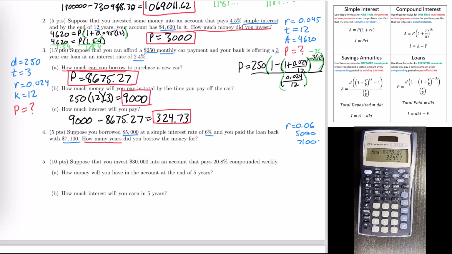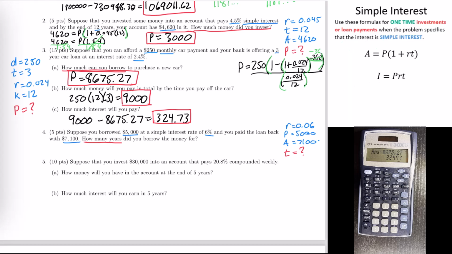So the $5,000 is the amount we originally borrowed, which means that's going to be the value of P. And then the $7,100 is the amount that I paid the loan back with, which is the ending amount. And the question that I was asked is how many years did you borrow the money for? So I'm looking for T. And this question is really easy to figure out which formula to use because it says simple interest. So that means that we're going to be using the simple interest formula. And when we look at these formulas, the one that will be useful is the one that involves A and P because we were given both of these variables.